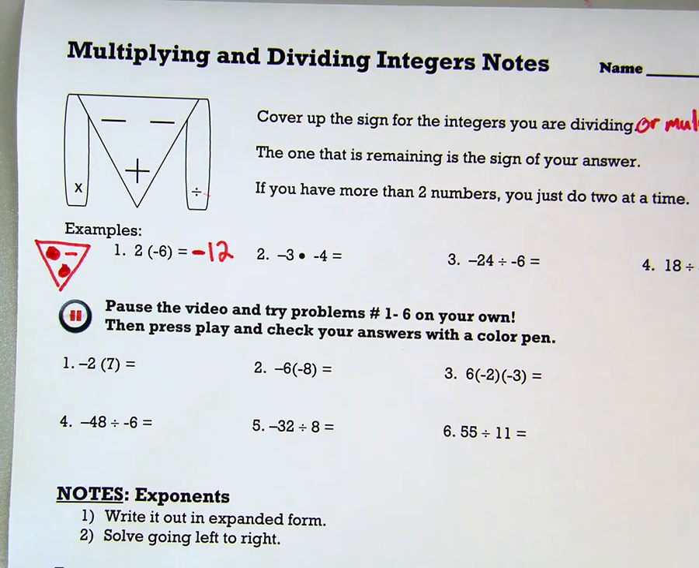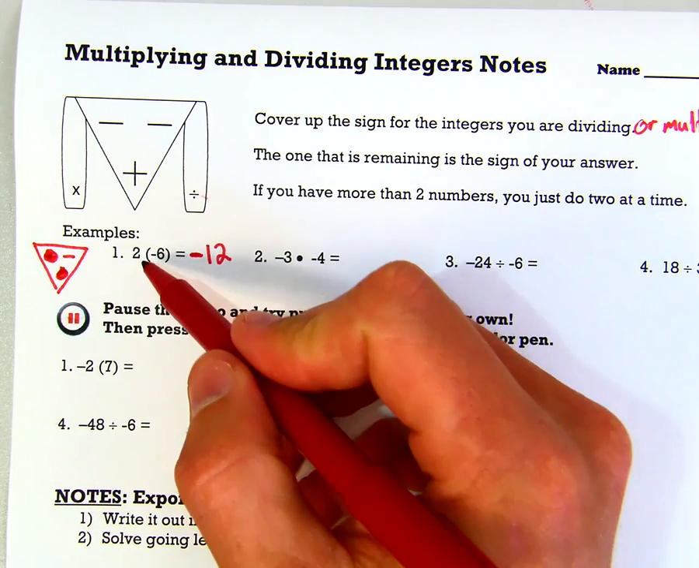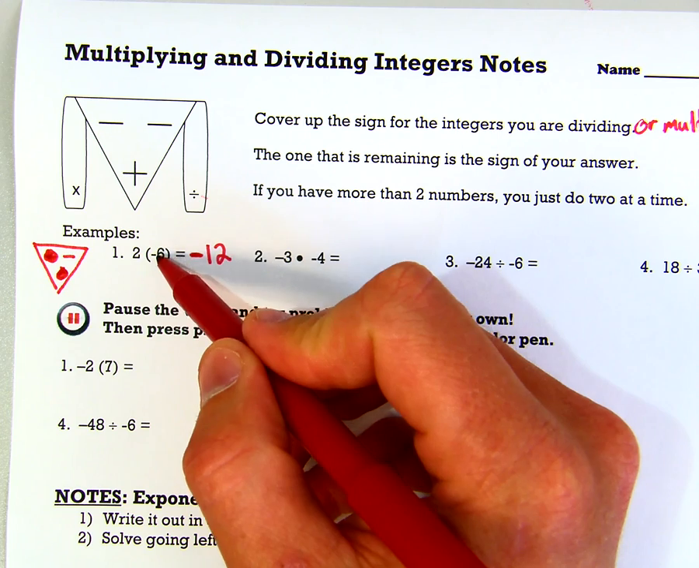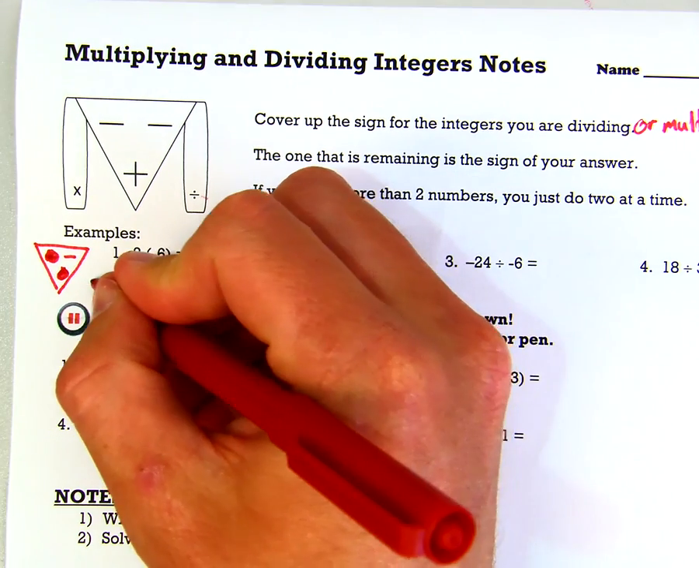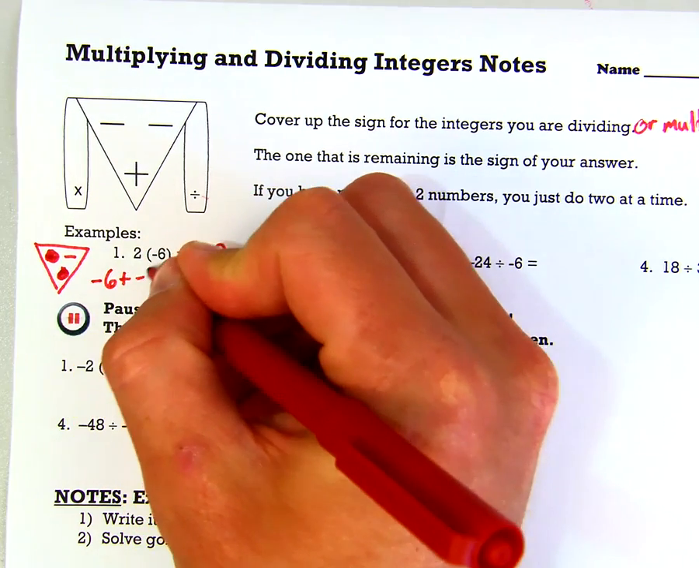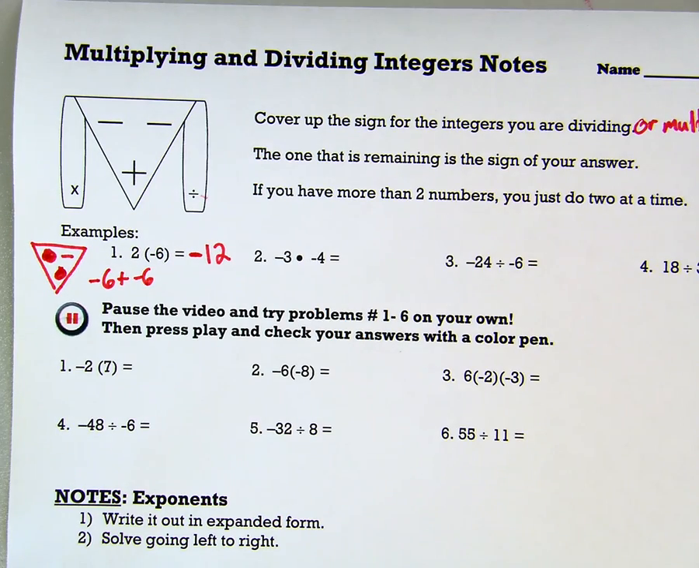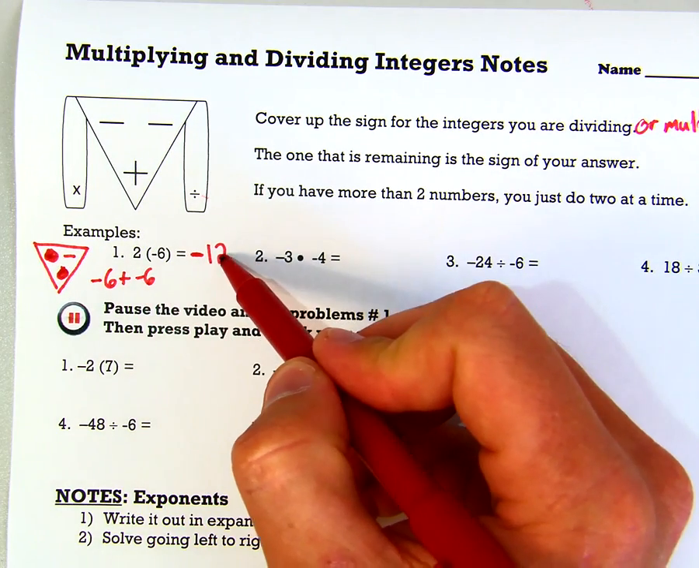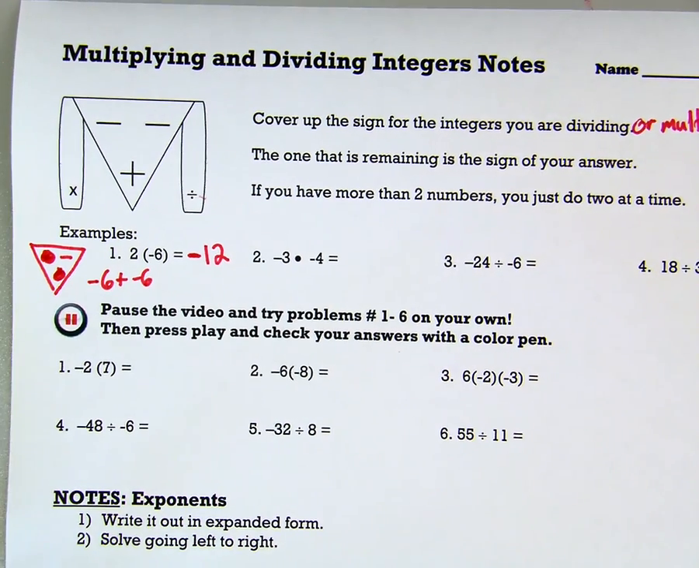Now to prove this, if I want to turn my multiplication into a repeated addition, I can do that. 2 times negative 6 means I'm just adding negative 6 twice, so it's the same as negative 6 plus negative 6. If I add negative 6 and negative 6, I get negative 12. So that's where that comes from.